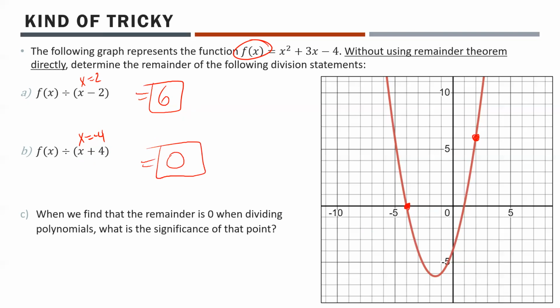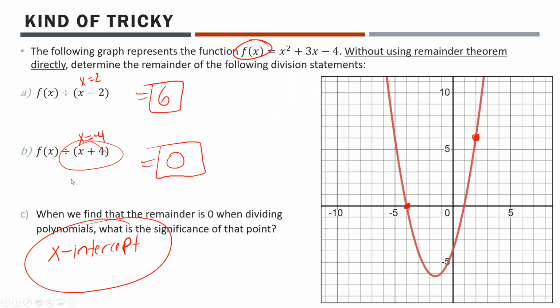Now the last question: when we find that the remainder is 0 when dividing polynomials, what is the significance of that point? In other words, this x plus 4 here, what is the significance of that on our graph? Well, I think it's pretty clear. The remainder was 0. That's technically an x-intercept. In other words, it's called a zero. And even better yet, it's a factor, if you were to go that far. But we'll just worry about it being an x-intercept for now. We'll build on that as we go.